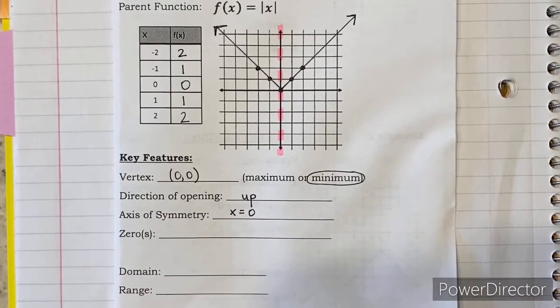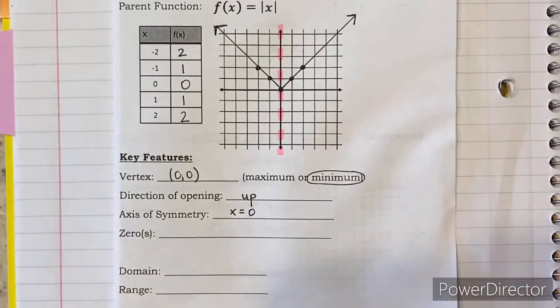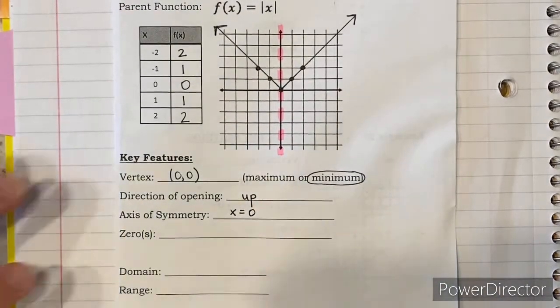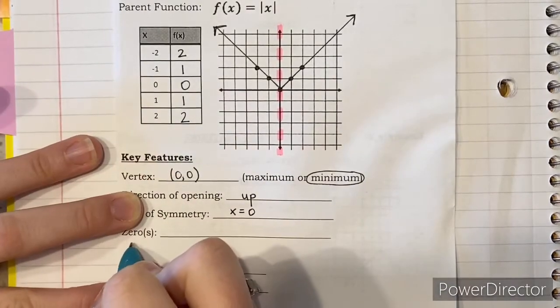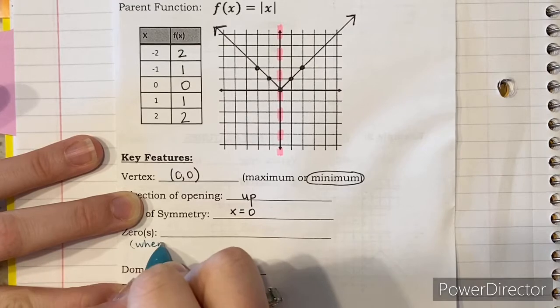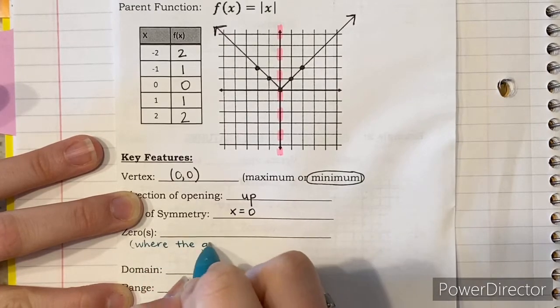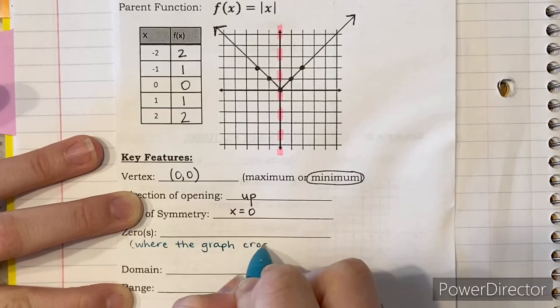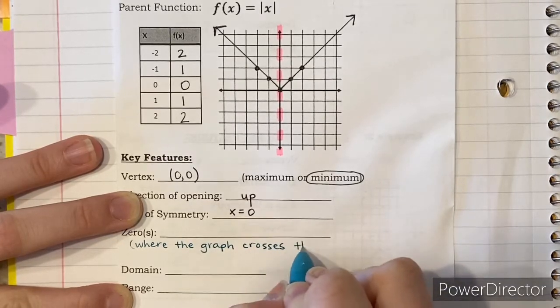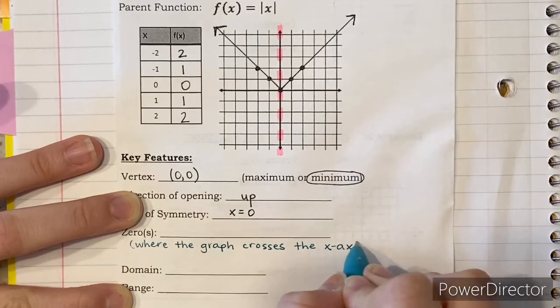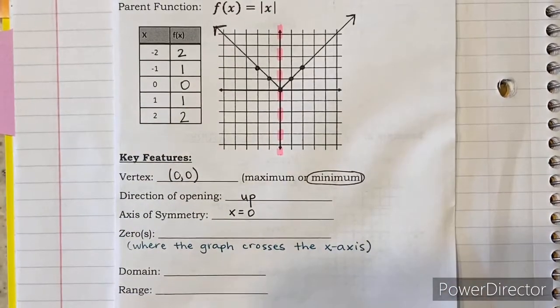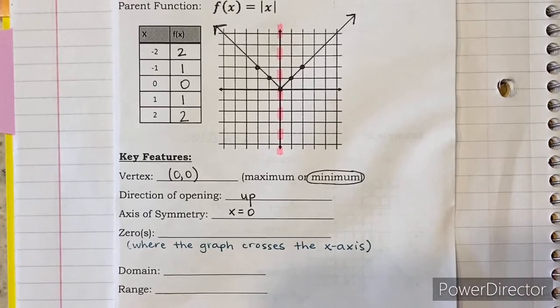Okay? The next part are zeros, and I want to add a little note under zeros, so I left this blank. The zeros, and in parentheses, I want you to put where the graph crosses the x-axis. So zeros are where the graph crosses the x-axis. So the word crosses, that could mean touches, intersects, whatever you want to use. So zeros are where the graph crosses the x-axis.